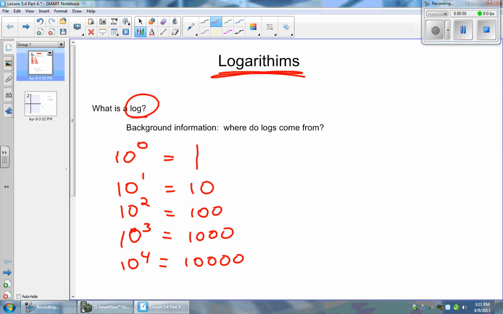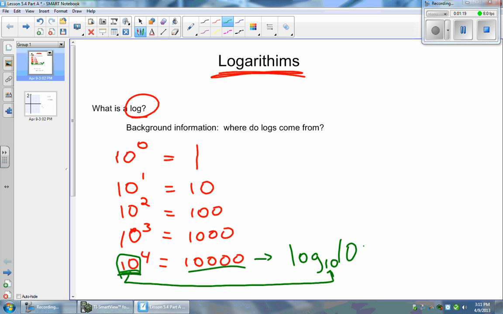Now, let me show you something very cool about this. Let's start with this one right here. If we were to put this in logarithmic notation, in other words, using logs, what you're going to notice is that logs actually have a base. And the base is this power right here. Or I should say, this base and this base are always equal. So if I do log base 10 of 10,000, that equals 4.